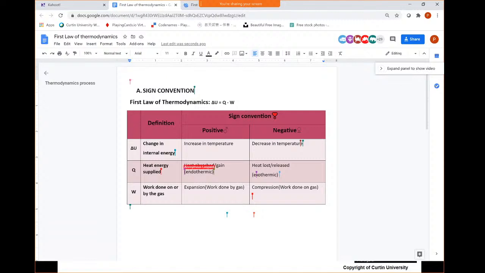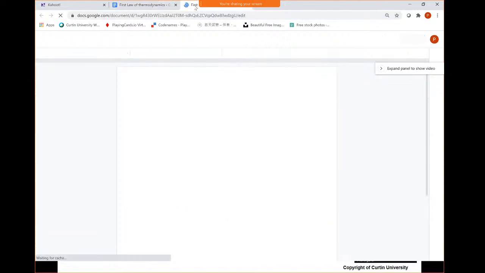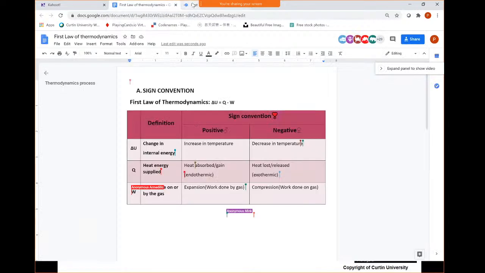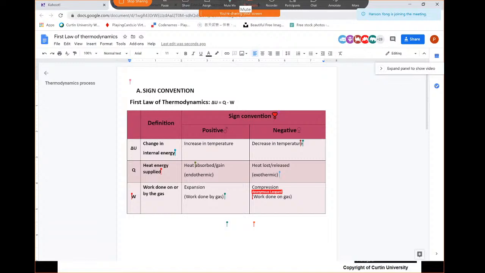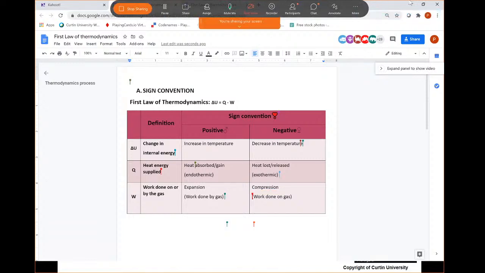And work done. For W, it's work done. So positive means expansion, which is work done by gas. Negative means compression, which is work done on the gas. So it will be the surrounding who is doing the work. Okay, thanks. Now let's move back to our slides.